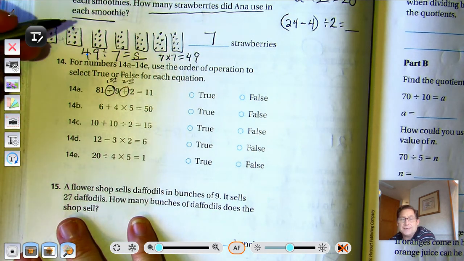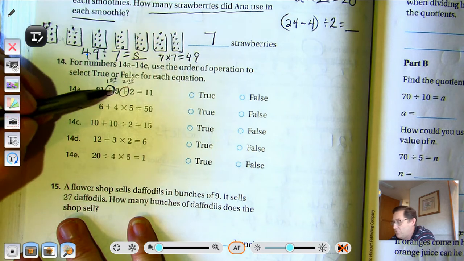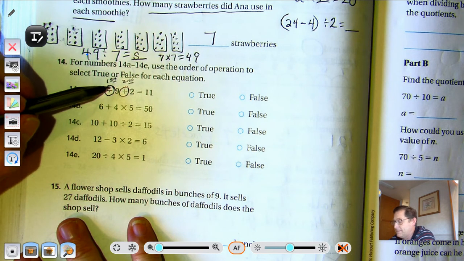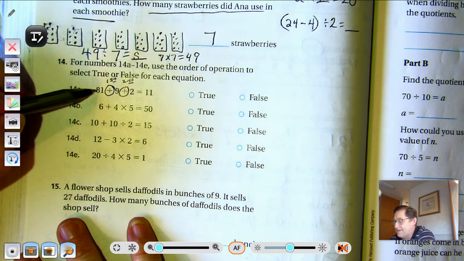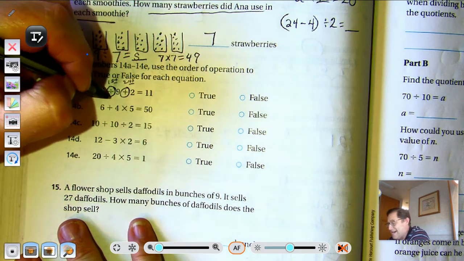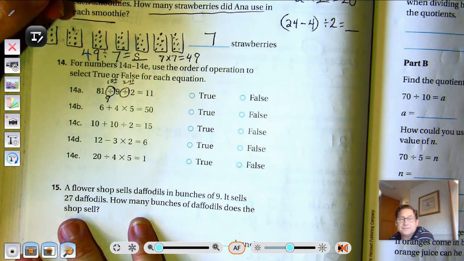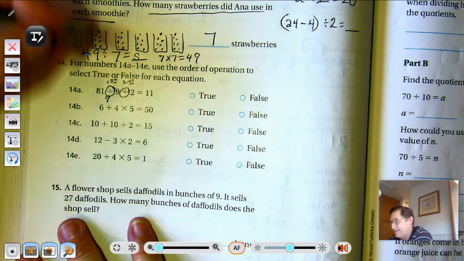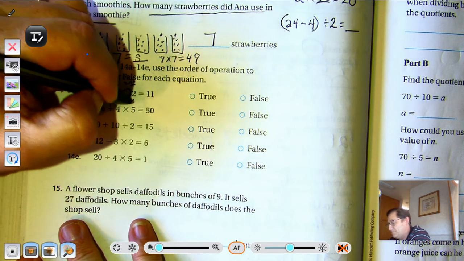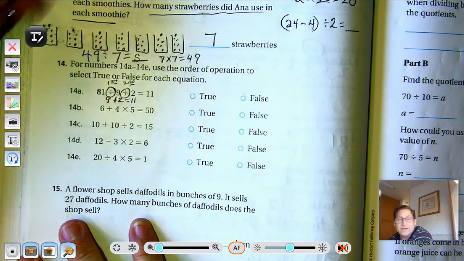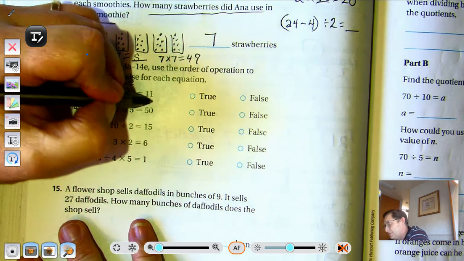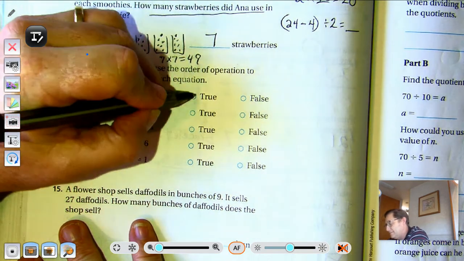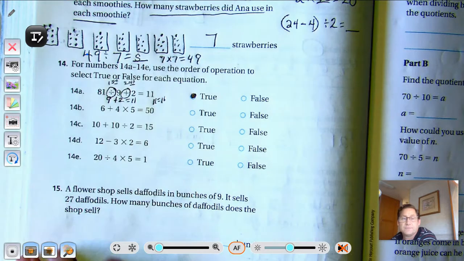81 divided by 9. Again, I know that when I multiply 9 by a factor, that factor is going to be 1 greater than the tens place. So this is 9. 9 times 9 is 81. So 81 divided by 9 is 9. 9 plus 2, that does equal 11, right? 9 plus 2 is 11. So 11 equals 11. This is a true equation.